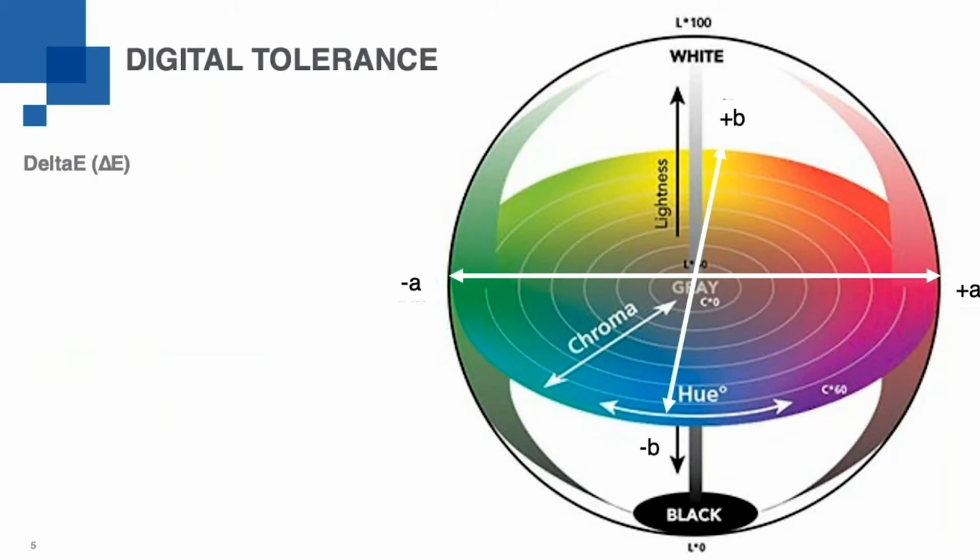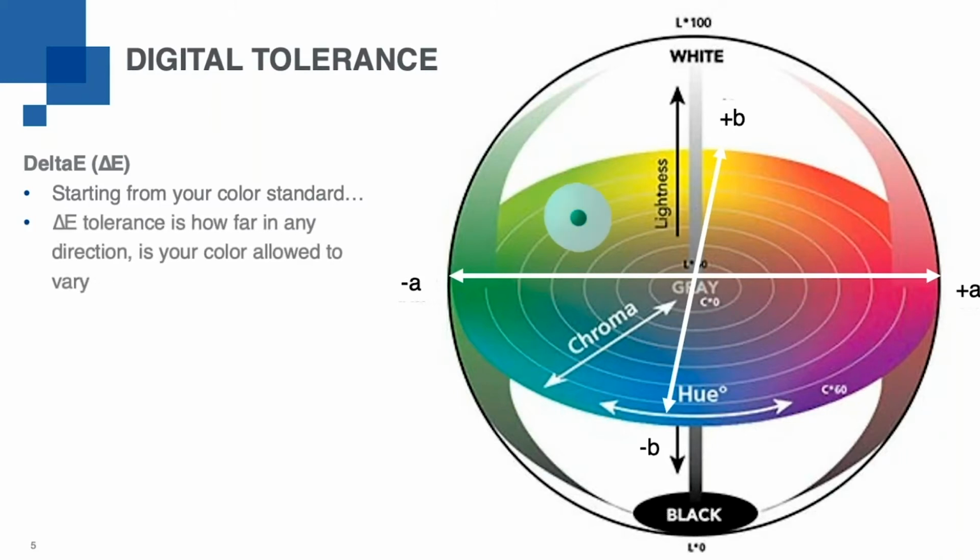So now that we can describe color with these numbers, and we can note exactly where it is in the space, we need a way to describe differences in colors. How far apart are these colors? This is referred to as a delta E. We start out with plotting where that color is in color space. That's our standard. And then the delta E describes how far in any direction you are allowed to vary in that color. What's acceptable in the distance from that standard, that would be our tolerance.